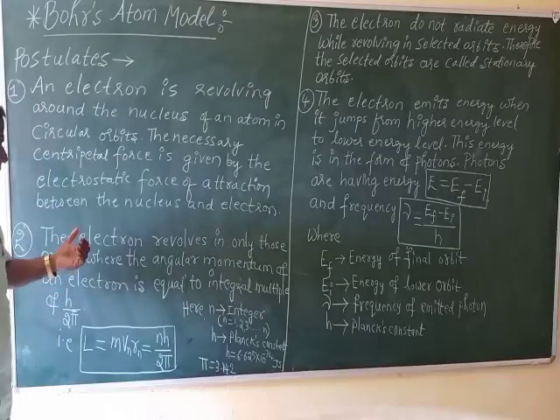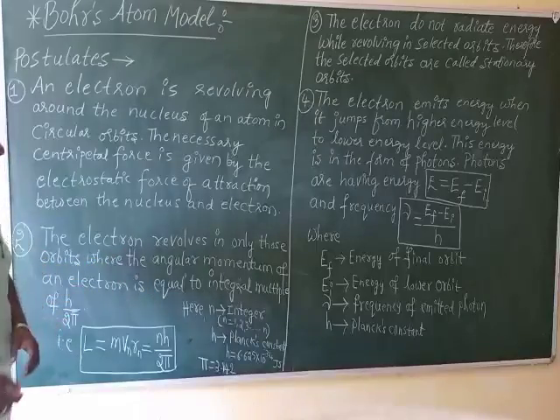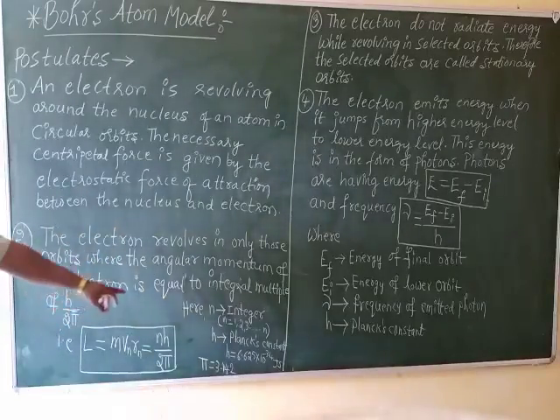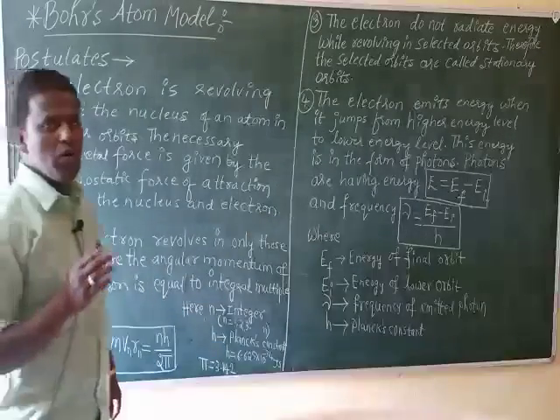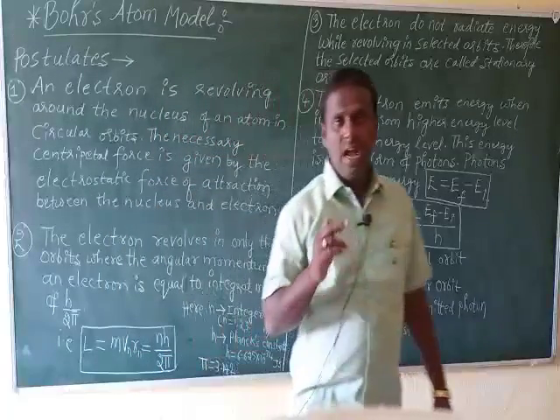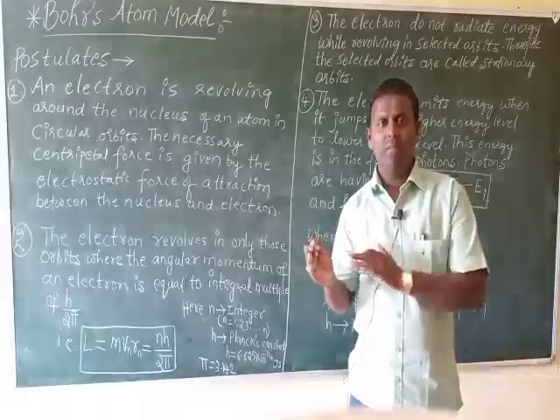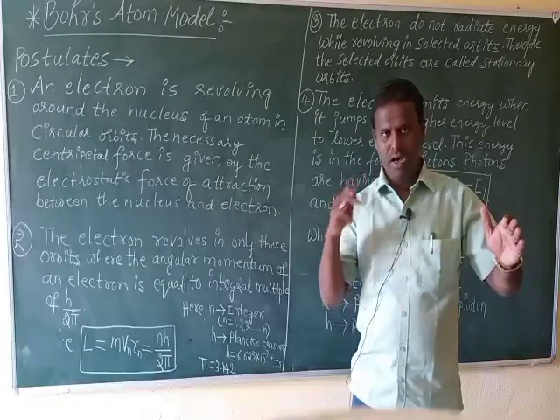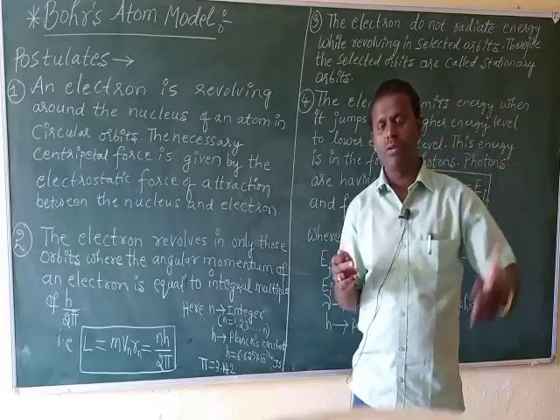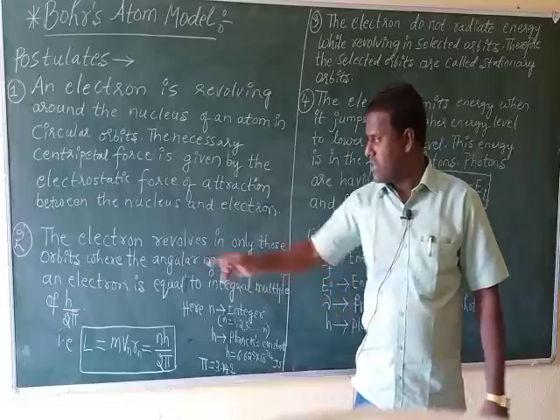Second postulate: the electron revolves only in those orbits where the angular momentum of an electron is equal to integral multiple of h by 2 pi. See, if I said only one electron is present in the hydrogen atom, and that electron is revolving around the nucleus, where is it revolving? In which orbit is the electron revolving? First orbit, or second orbit, or third orbit, or fourth orbit, or fifth orbit? Where is it revolving?